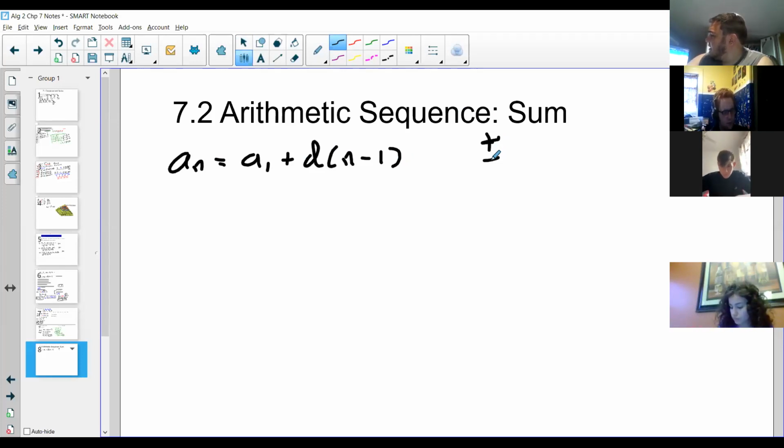Today, just like in section 7.1, we first talked about the patterns, then we talked about adding them all together. We're going to do the same thing here. We're going to do the patterns, and then we're going to talk about summing them or adding them all together.